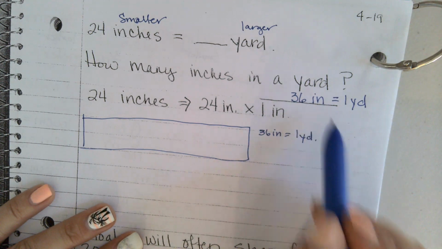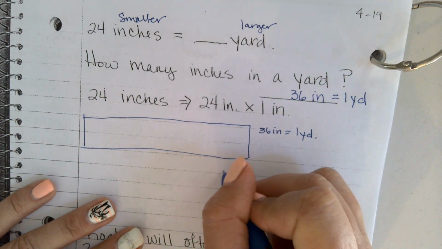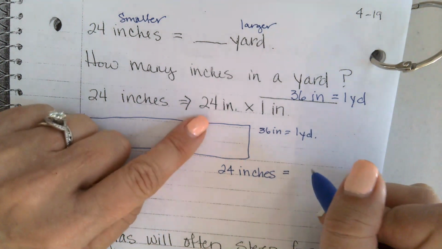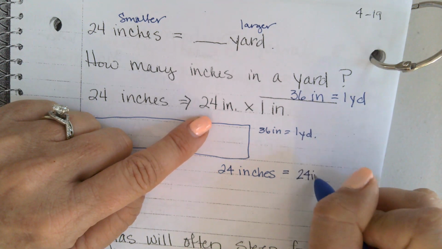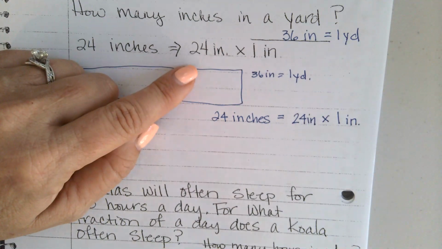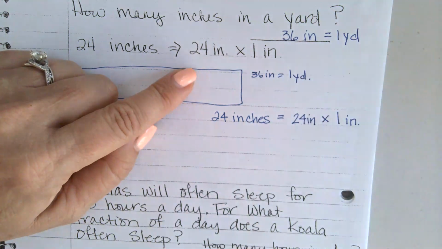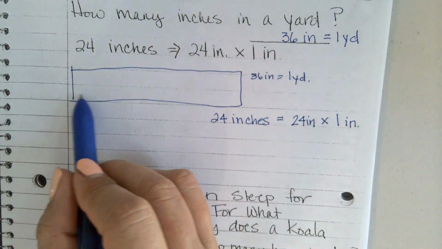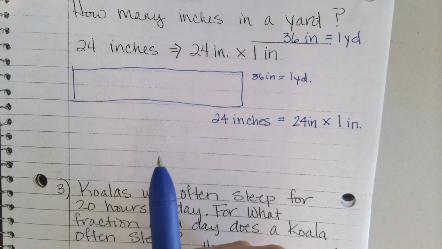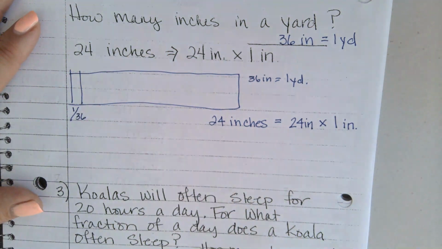Now that we know that there are 36 inches in a yard, let's go ahead and use that same format that we've been using. So let's go 24 inches is equal to, now let's come back over here. It's 24 inches is 24 copies of 1 inch, right? All right, so now we're going to go back to what you know, okay? So 1 inch would be 1/36 of a yard, right? So just 1 inch would be 1/36 of a yard because there are 36 inches in a yard. And if you just had one, you would have 1/36 of a yard, correct?